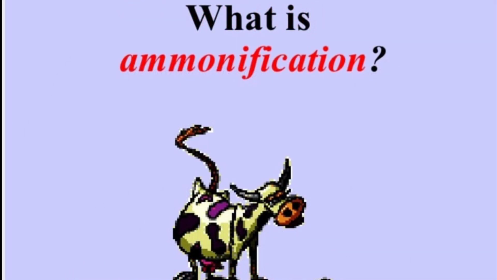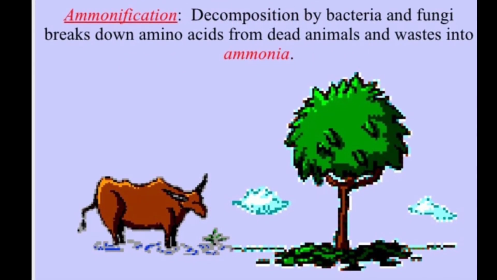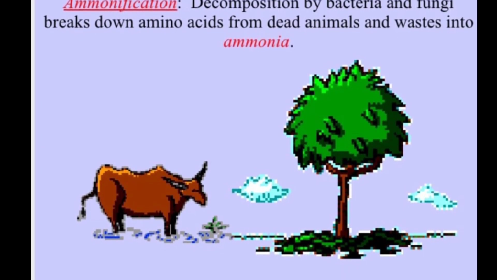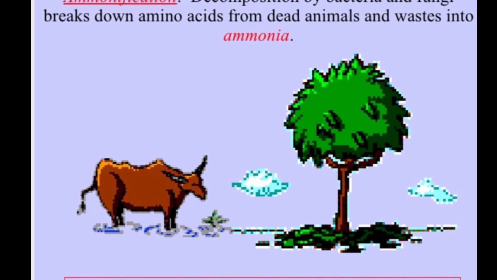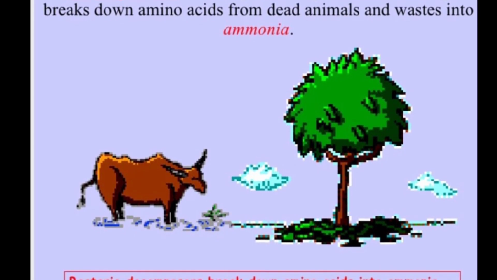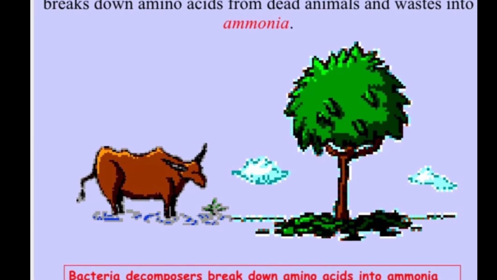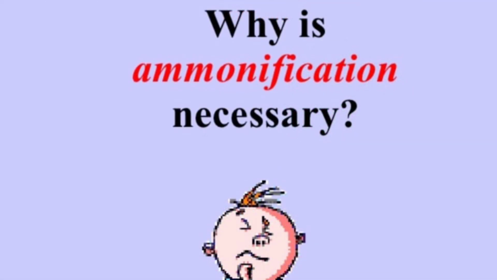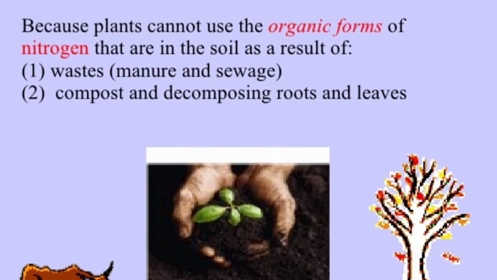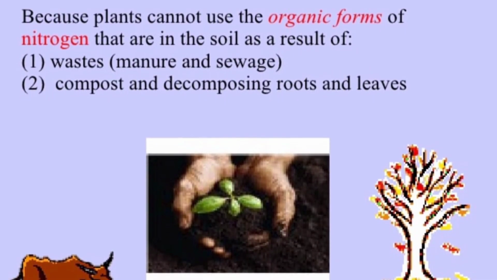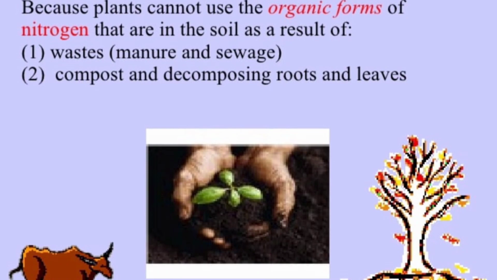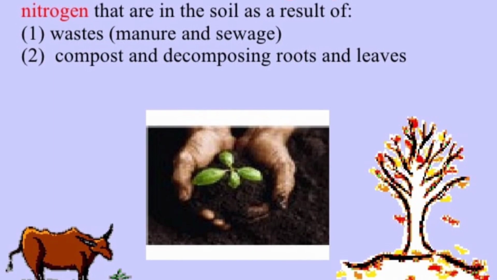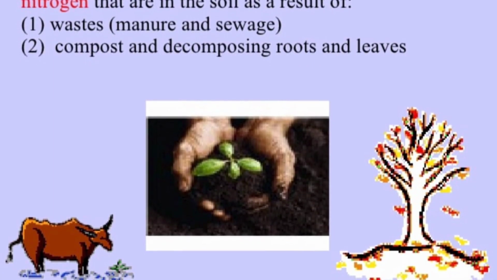What is ammonification? Ammonification means decomposition by bacteria and fungi breaks down amino acids from dead animals and wastes into ammonia. So bacteria decompose and break down amino acids into ammonia. Why is ammonification necessary? Because plants cannot use the organic form of nitrogen that is in the soil as a result of wastes, manure and sewage, compost and decomposing roots and leaves.